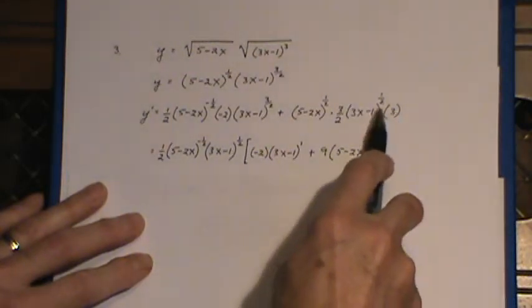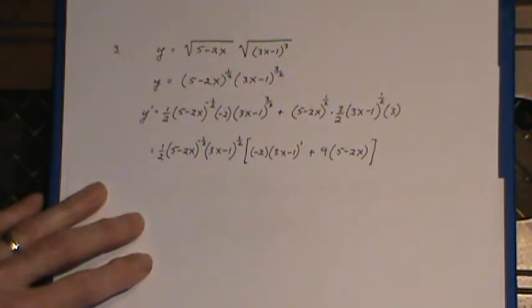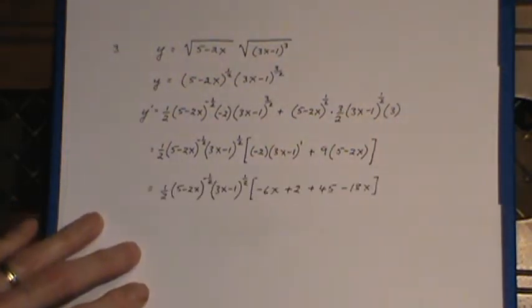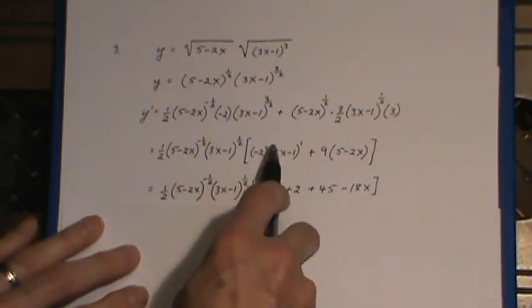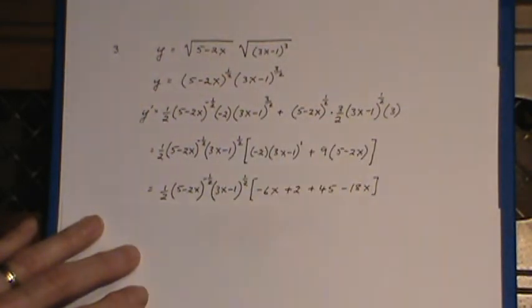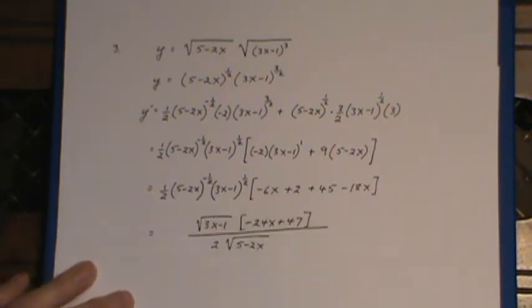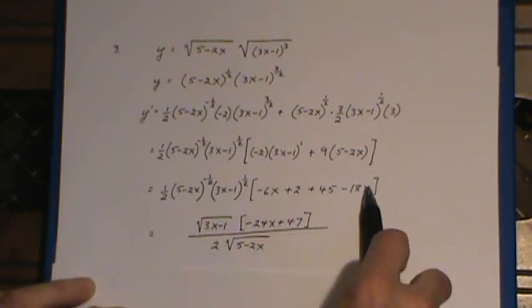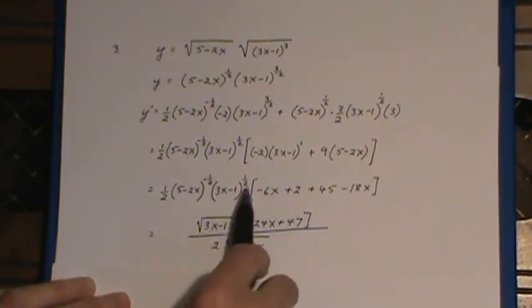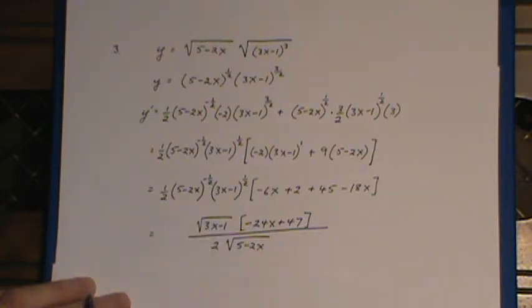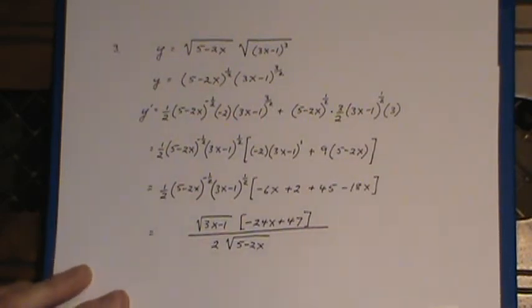I wrote the 3 times 3 as a 9 here. And then multiplied out what's on the inside, just distributed the negative 2 and the 9. And then when I rewrote it, I simplified this square bracket here. This root ends up on top. That 2 is on the bottom, and that root is also on the bottom.